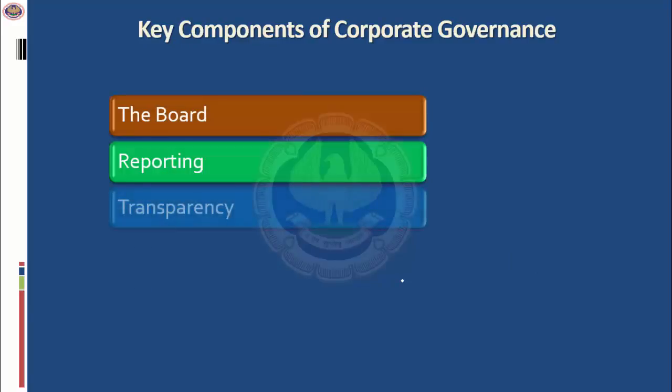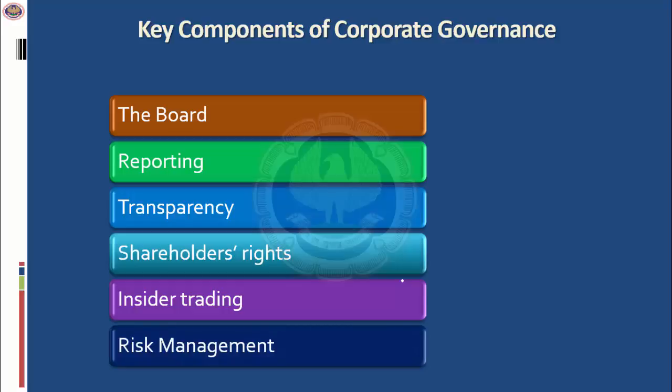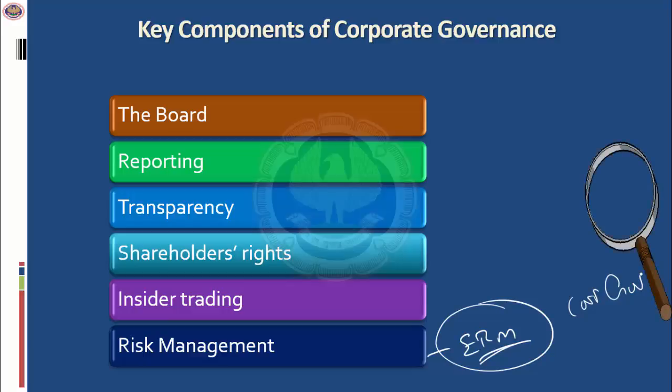Let's look at some of the key components of corporate governance. You have the board, there is the reporting mechanism, there is the transparency pertaining to the disclosure. The shareholders' rights are clearly demonstrated. You also have rules or regulations pertaining to insider trading and the system of enterprise risk management, also called ERM. You will notice in most of the annual reports of the companies, a separate report pertaining to the enterprise risk management or corporate governance. So corporate governance is not something which is optional, it's something which is mandatory. And this has come in place because of various types of frauds which have taken place in enterprises.